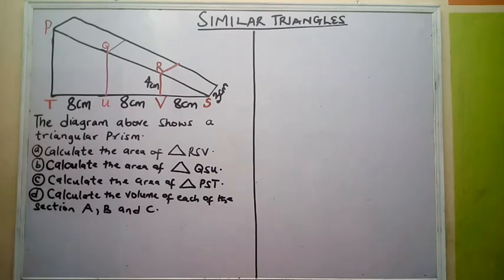Now, if we look at this question, the question says that the diagram above shows a triangular prism. Calculate the area of triangle RSV, calculate the area of triangle QSU, calculate the area of triangle PST, calculate the volume of each of the sections A, B, and C. Now, because these are area and volume related problems, we need to get the area and volume scale factors.